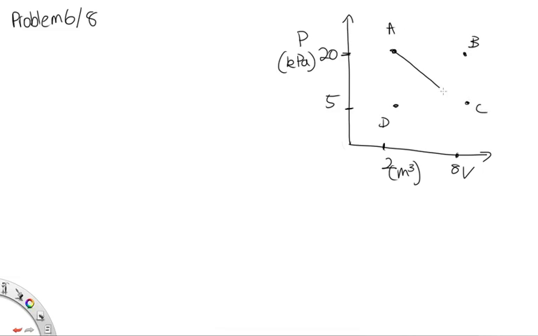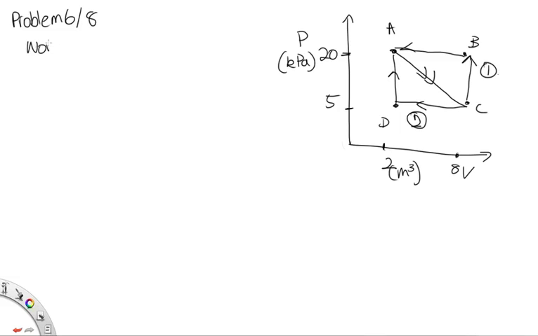The gas goes from A to C, expanding, and then it has a choice to get back to A. It can go around path 1, which is from C to B and B to A, or it can go around path 2, which is from C to D and D to A. The question asks us to calculate the work needed for these 2 cycles. So A to C to B to A, that's cycle 1, or from A to C to D to A. Okay, so both of them contain A to C.